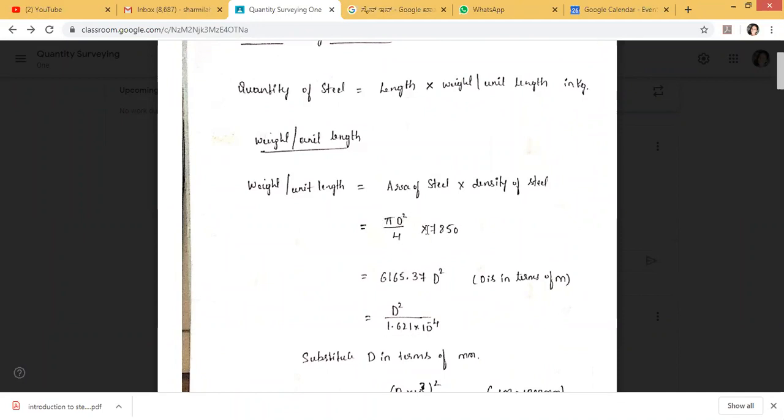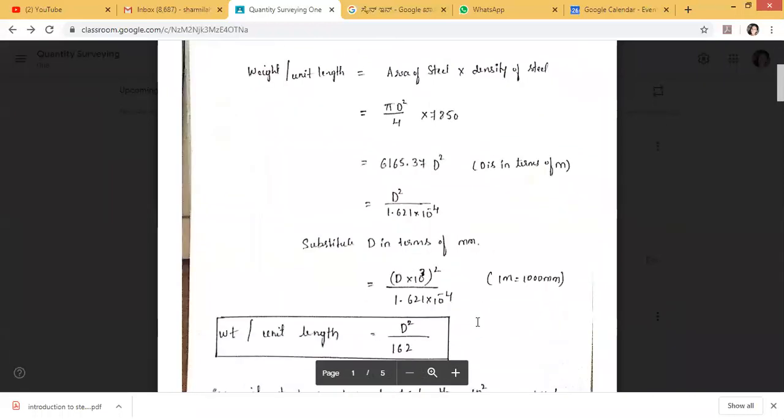So d here is in meter and 7850 kg per meter cube. I will solve pi by 4 into 7850 and I will get the value 6165.37, and d square, where d will be in terms of meter. I will take this to the denominator, so I will do the inverse. It will become d square by 1.621 into 10 power minus 4. But we know that the diameter of the bar is available in terms of millimeter, so we have to substitute everything in terms of millimeter directly. I will convert this meter d into millimeter d.